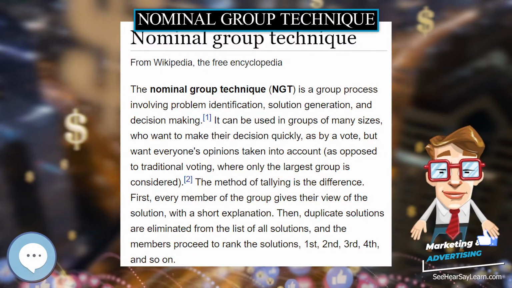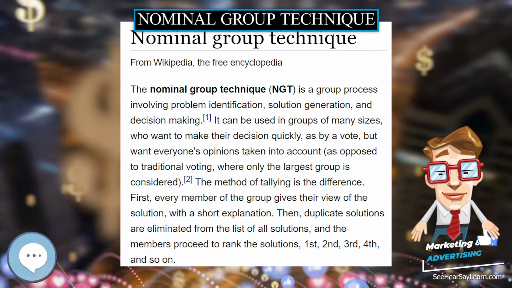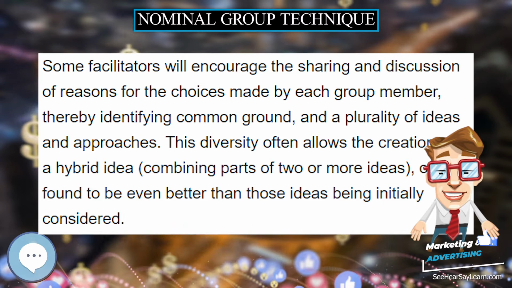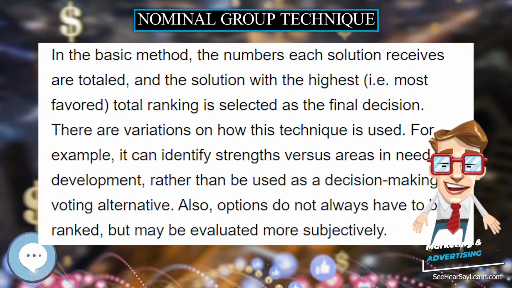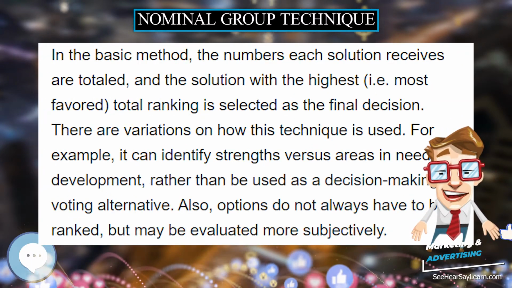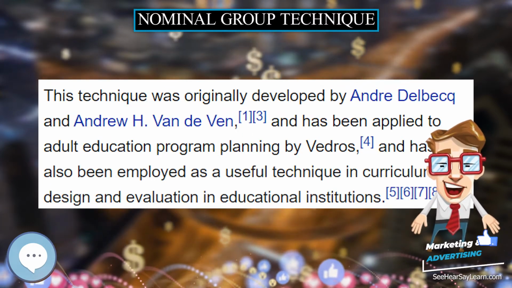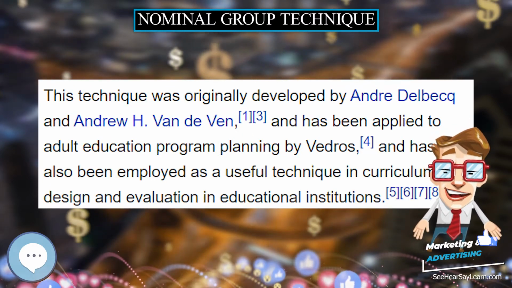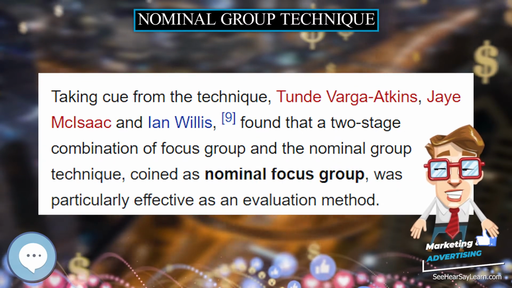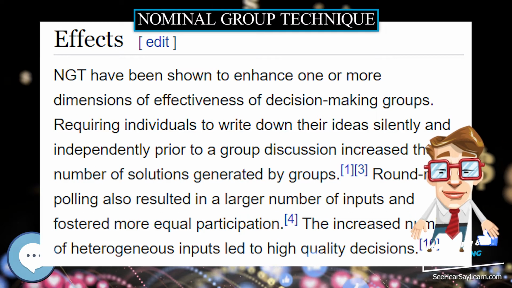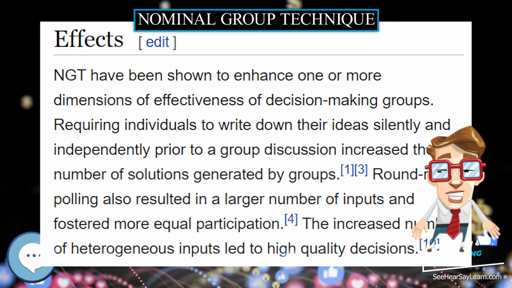Nominal group technique. The nominal group technique, NGT, is a group process involving problem identification, solution generation, and decision-making. It can be used in groups of many sizes, who want to make their decision quickly, as by a vote, but want everyone's opinions taken into account, as opposed to traditional voting, where only the largest group is considered. The method of tallying is the difference.